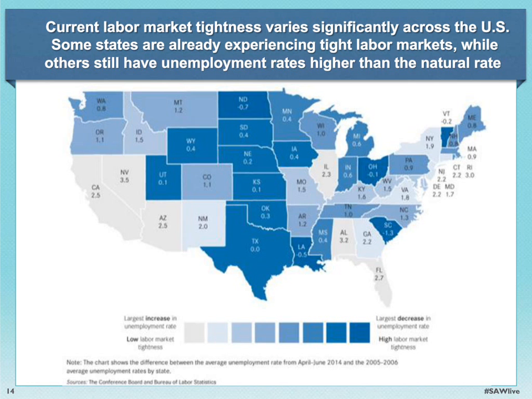But if you look at the resource-rich heartland from North Dakota to Texas, areas that have a lot of oil and gas extraction and other commodities and agricultural goods, they are enjoying the boom in commodity prices in recent years. And as a result, they are already at normal unemployment rate. And in some cases, like North Dakota, unemployment rates are well below normal already.